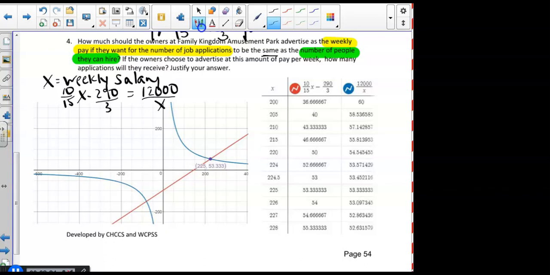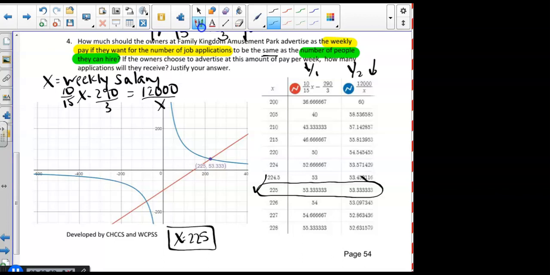So what we did in this case is we looked at a table. We typed the line in y1 in our calculator and the inverse function in y2. And what exactly are we looking for? We're looking for where the values will be exactly the same. So I do notice in my table that when x is 225, we have 53.3 repeating for y1 and y2. That means that x equals 225 will be a solution.